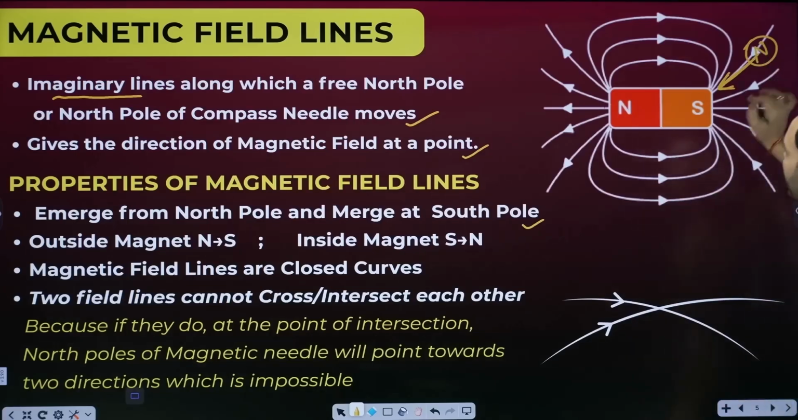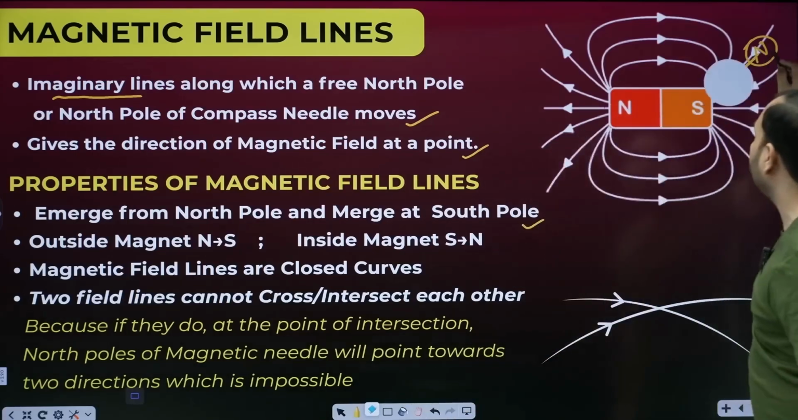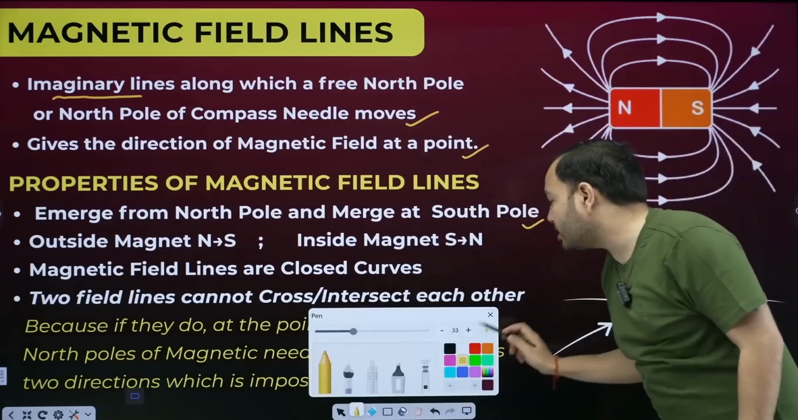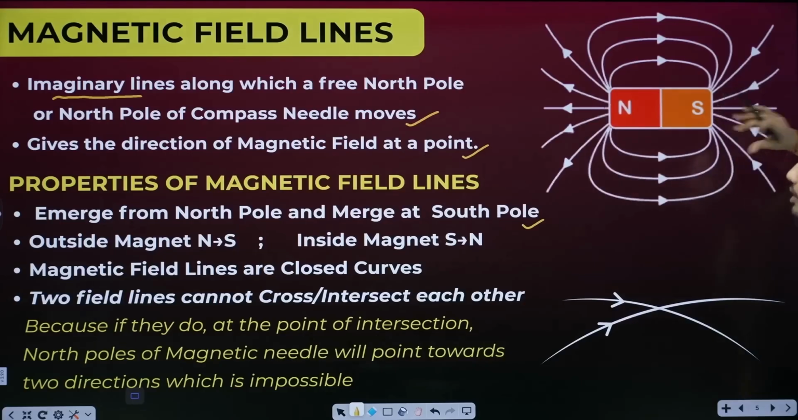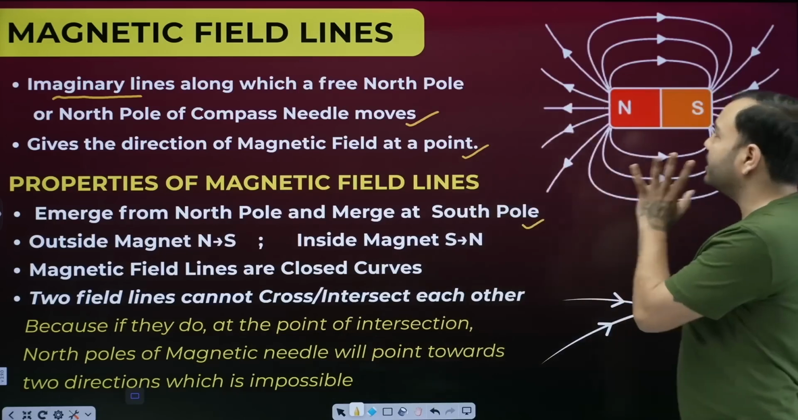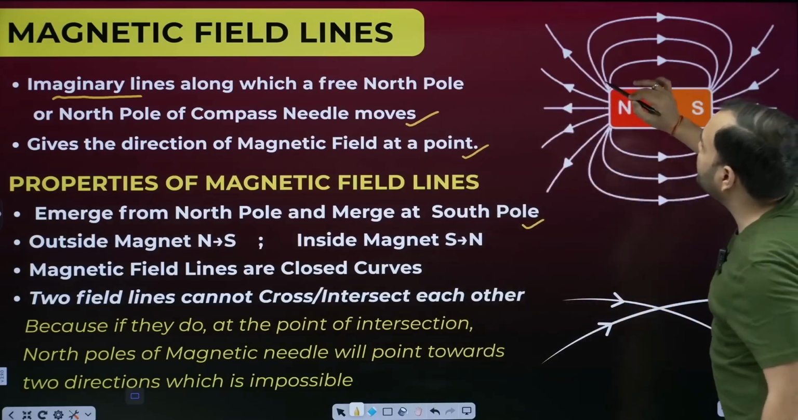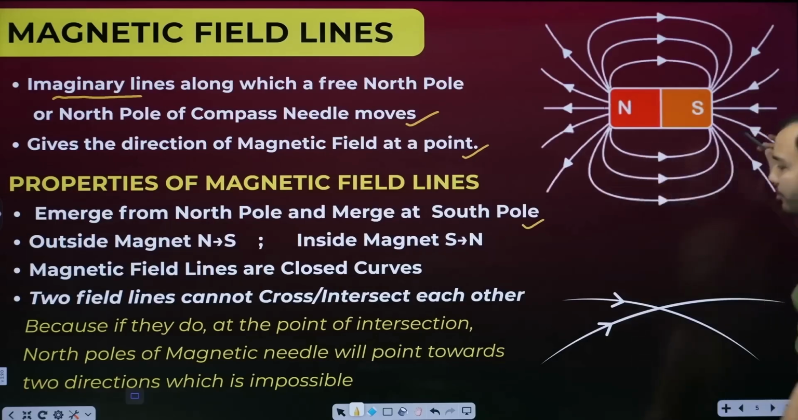So what did it become? The magnetic field line. This becomes the direction of the magnetic field. Are you understanding? Absolutely yes. So where does it emerge from? It emerges from the north pole and enters the south pole. If we talk outside the magnet, what is the direction of the magnetic field? It emerges from north and bends into south.